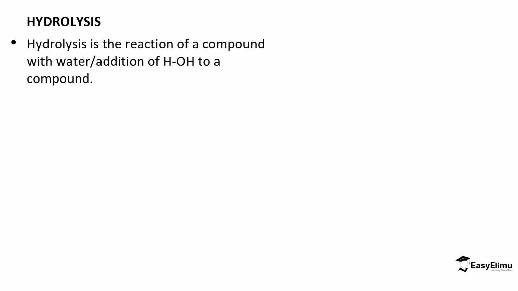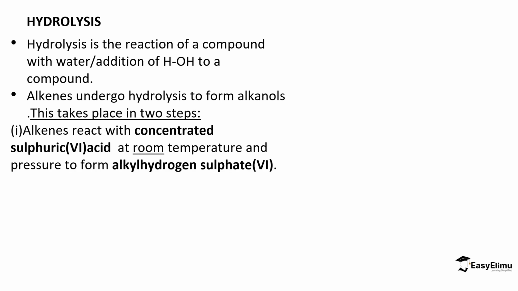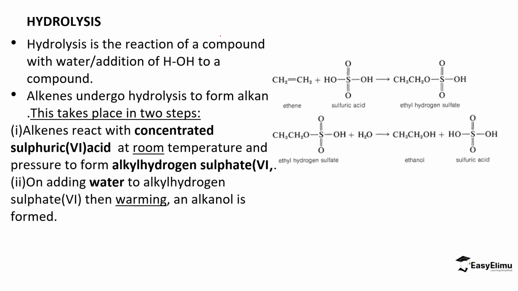Another addition reaction is hydrolysis. So hydrolysis is the reaction of alkenes with water or the addition of water into the compound. So it usually undergoes a few steps. The first step is the reaction of the alkenes with sulfuric acid. When they react with sulfuric acid, they form alkyl hydrogen sulfate. So for example, if you look at this ethene here, we are reacting it with sulfuric acid. This is how the structure of sulfuric acid looks like.